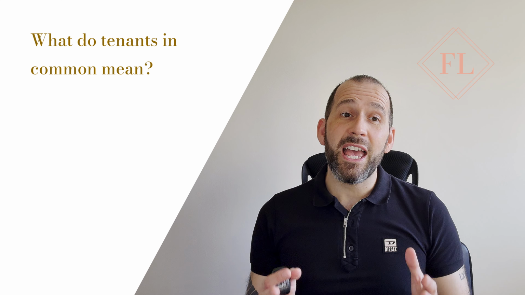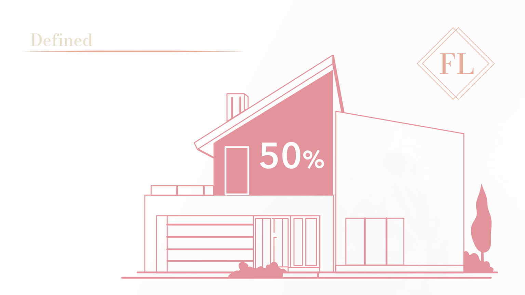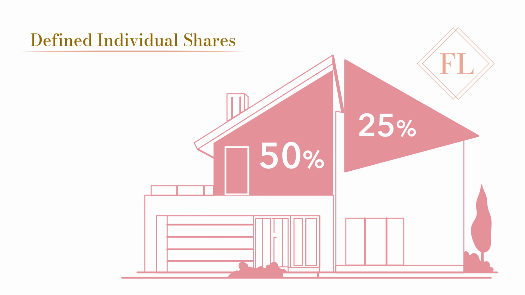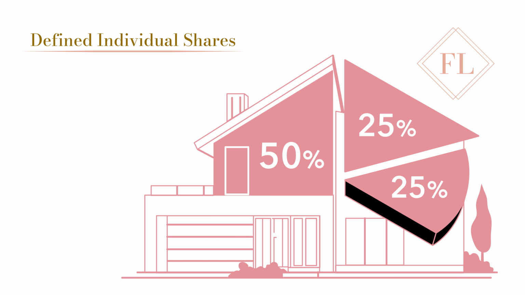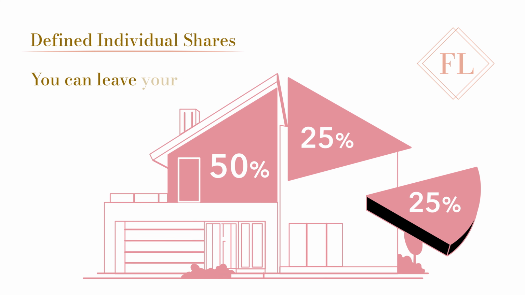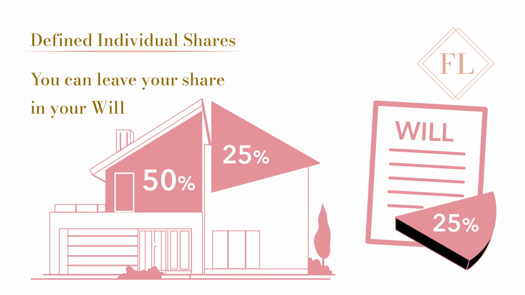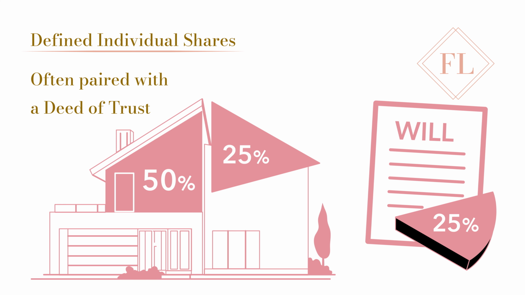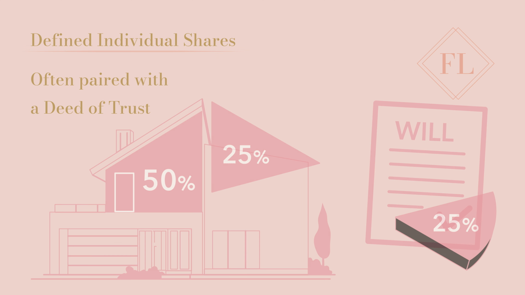Okay, so what do tenants in common mean? This is when each party has their own defined shares. And these shares, can I just add, these could be unequal. You can leave your shares to someone else in your will. So you are able to transfer these shares, and you also don't need the permission of the other party. These are often paired with something called a deed of trust, and this is something that is to protect each person's financial position.